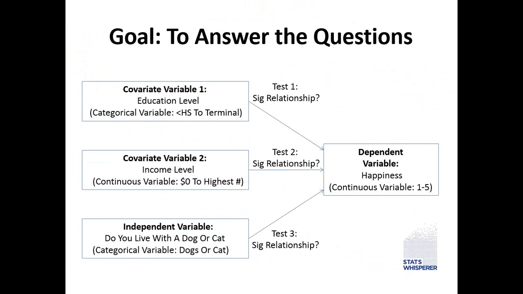That's the second test. Then the third test is the independent variable, right? Do you live with a dog or a cat? So is there a significant relationship between living with a dog or a cat and your happiness? So these are 3 tests, 3 bivariate tests that we're going to run, and it's going to answer our 3 questions, as in, is each significantly associated with happiness?